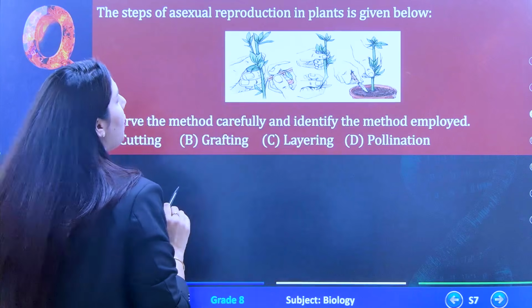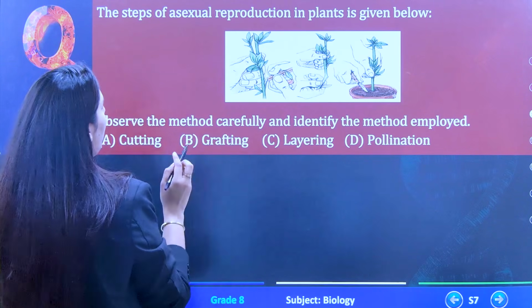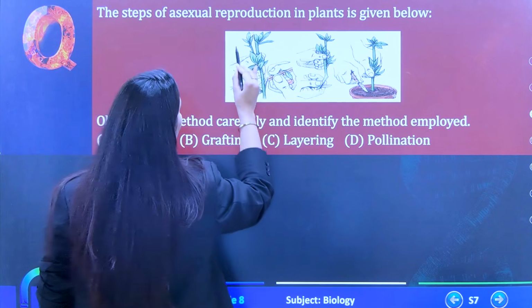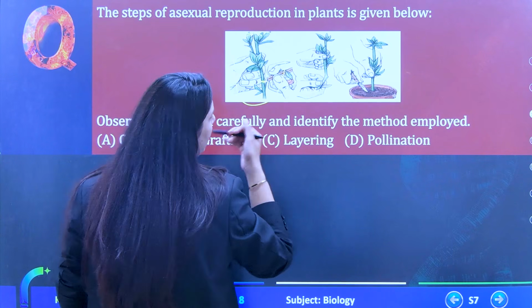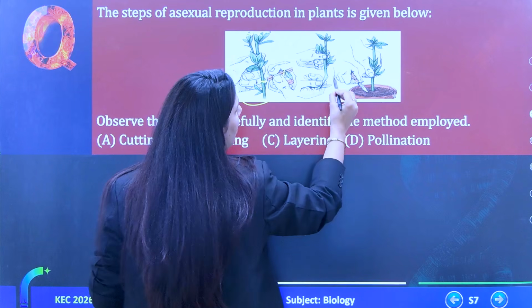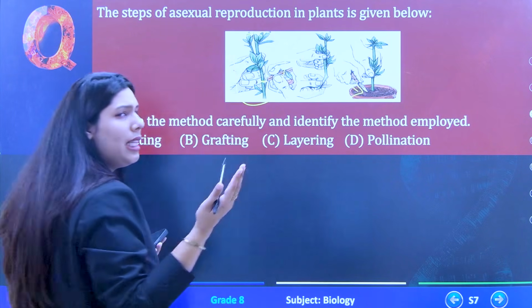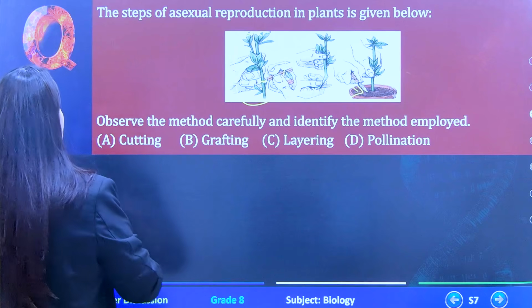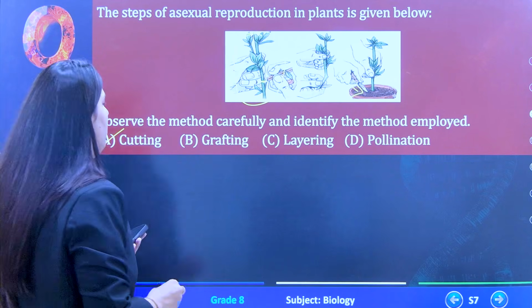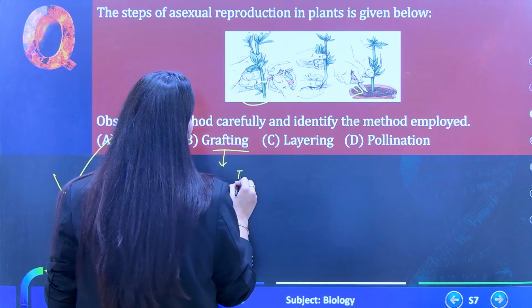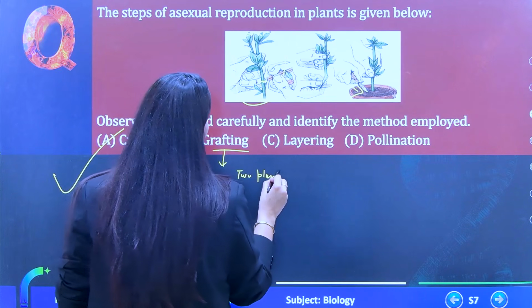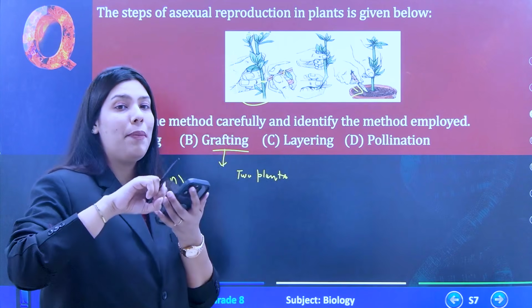Okay, asexual reproduction in plants is given in it. Okay, so assuming what I can understand, this is a flower. This is some blade, they are cutting it down, then they are planting it. So basically they are cutting, right? So the answer will be cutting. What is grafting? In grafting, there are two plants, one shoot, one root, and then both are joined.